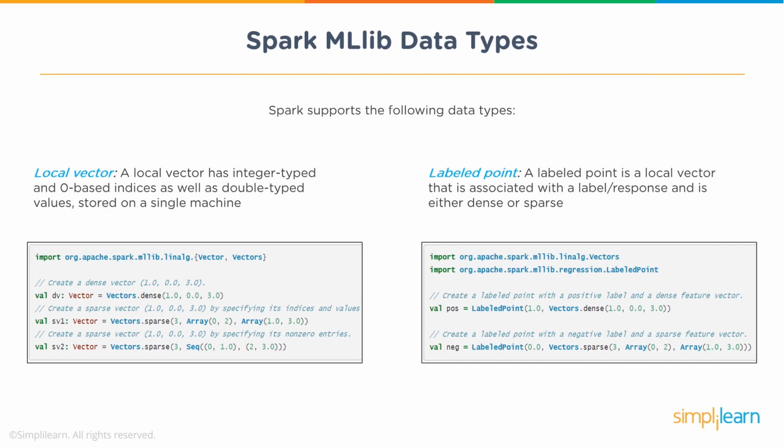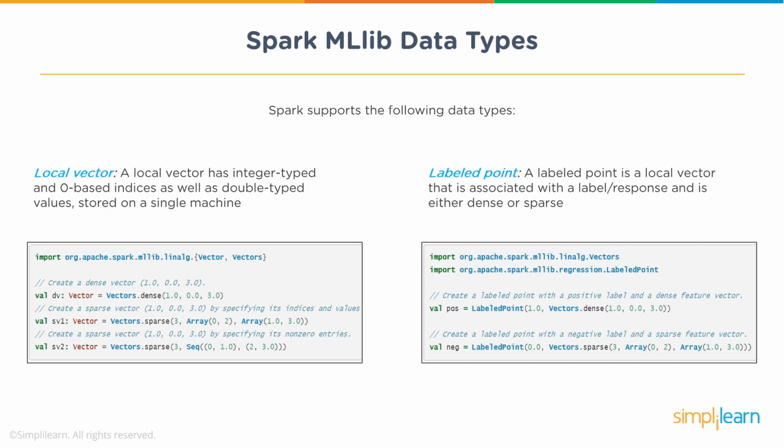When you talk about a training example which is used in supervised learning, that is called a labeled point in MLlib. So what is a local vector? A local vector has integer-typed, zero-based indices and double-typed values stored on a single machine. MLlib supports two types of local vectors: one is dense and one is sparse.